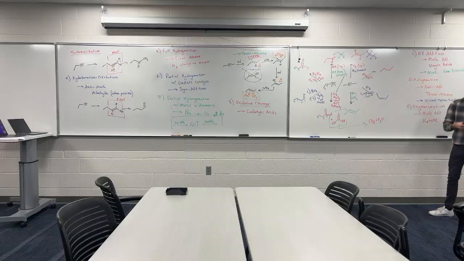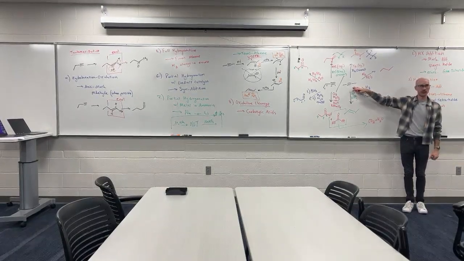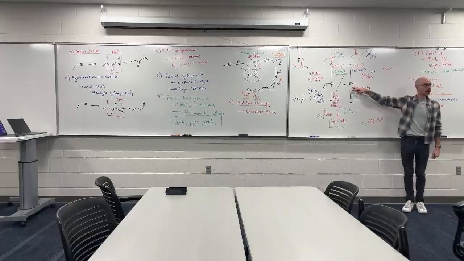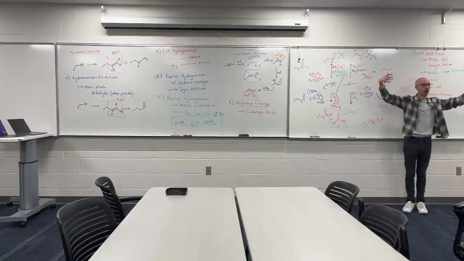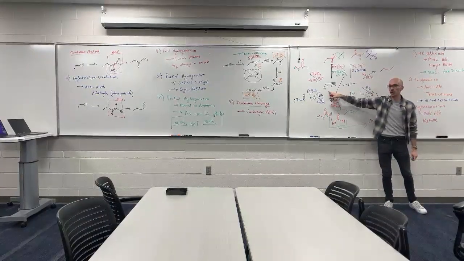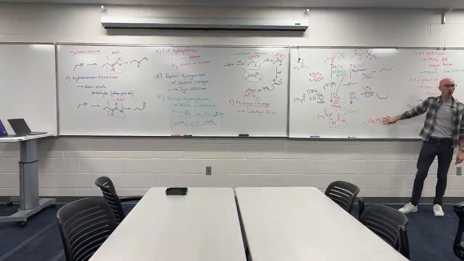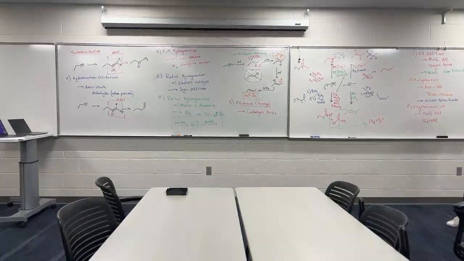So if you do oxidative cleavage of an internal alkyne, well, great. Then you can get 2 carboxylic acids. If you do oxidative cleavage of a terminal alkyne, you'll always lose one of those carbons to carbon dioxide.